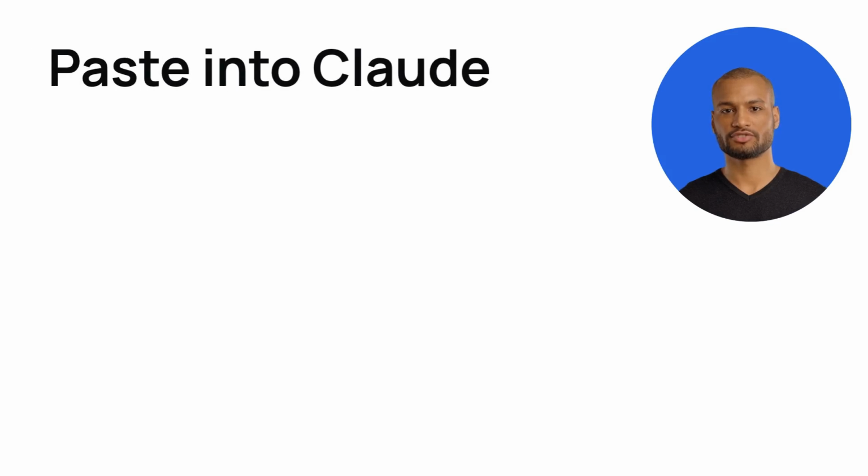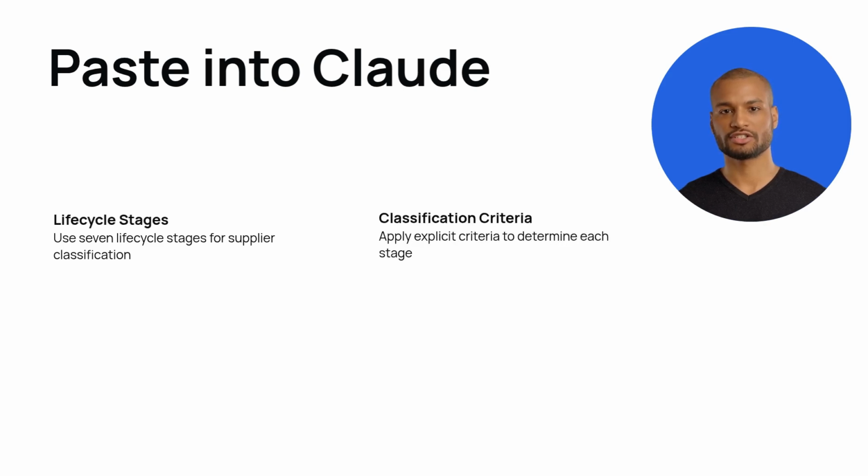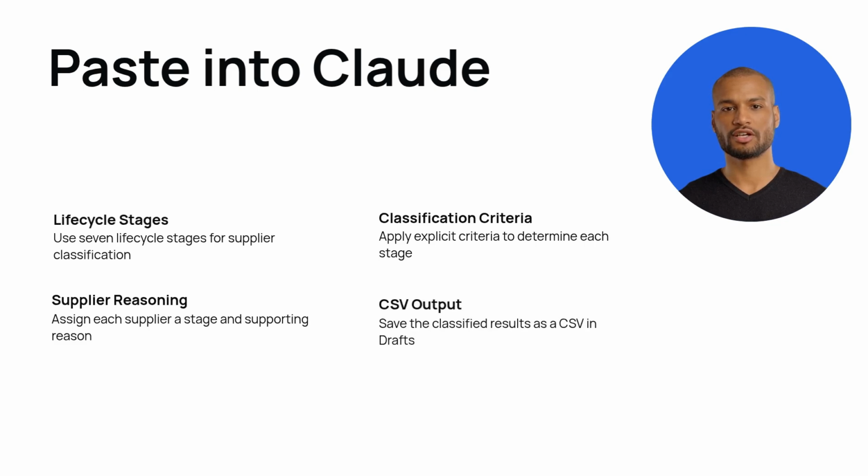Paste the classification instruction into Claude to begin the supplier evaluation process. Use 7 lifecycle stages to classify each supplier consistently. Apply explicit classification criteria to determine the correct lifecycle stage. Assign every supplier both a lifecycle stage and a supporting reason for the classification. Save the classified results as a CSV file in the drafts folder. Before moving forward, confirm that all suppliers are correctly classified.